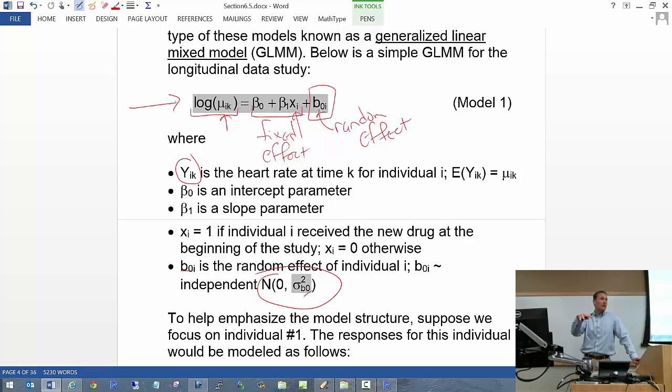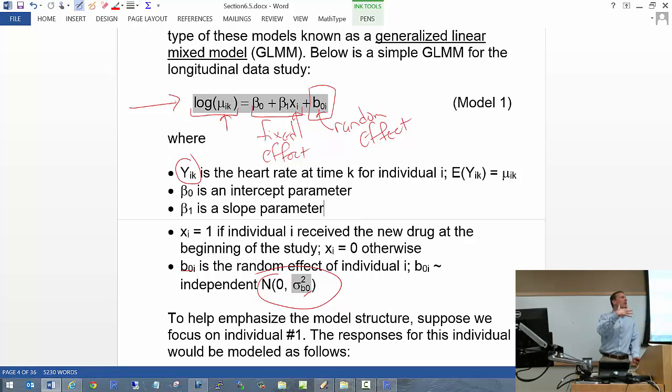Let me put it a different way. I think this way would be better. Maybe my heart rate is typically higher than most people. So maybe my B0i might be greater than zero. And the way that this is going to affect my mean response at times 1, 2, 3 is essentially constant, because I'm already starting off, you could say, at a higher point.